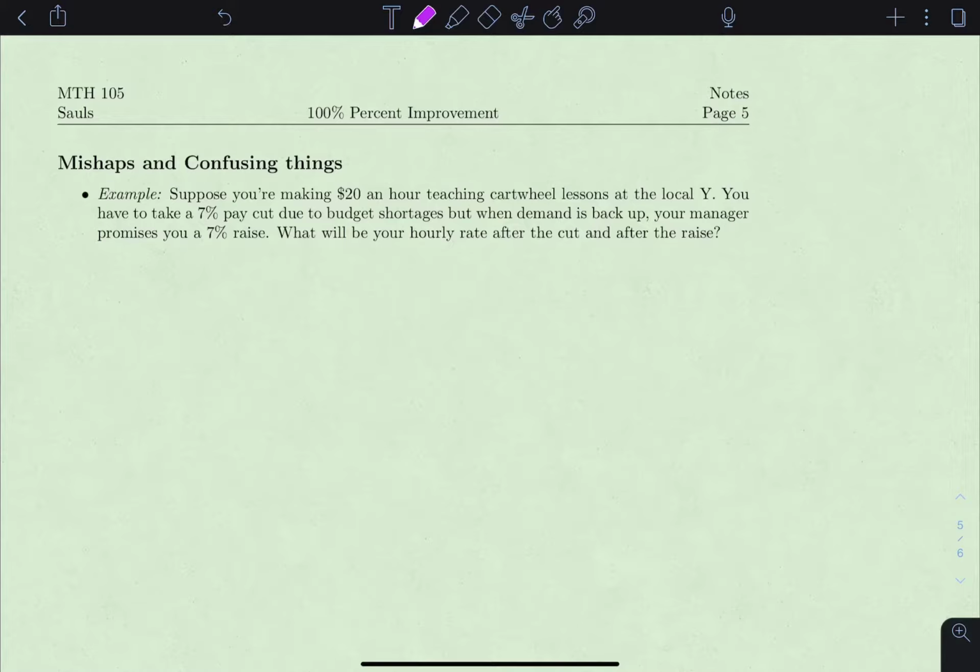So suppose you are teaching at the YMCA and you're making $20 an hour. Budget cuts are going to make you get a pay cut of 7%. But your manager promises you'll have a 7% raise when times are good again. Question is, does that make up for the pay cut? So we're going to answer what your hourly rate is after the cut and after the raise.